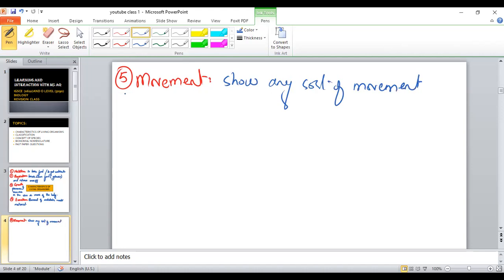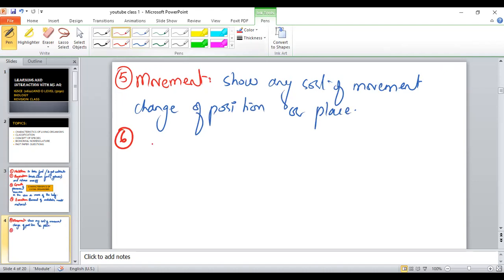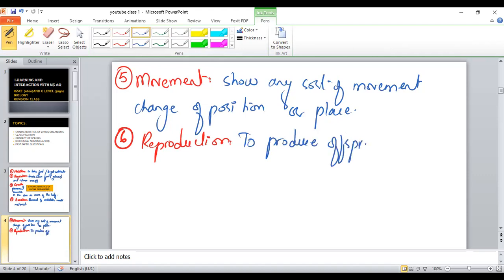When you talk about plants, they can just change their positions, not their place, but animals can move from here to there, they can change their places as well as position. Then 6th is reproduction, to produce the young one, to produce offspring. So all living organisms show this feature also.